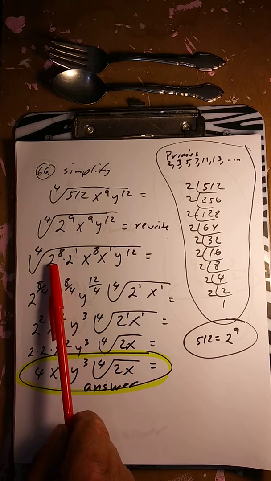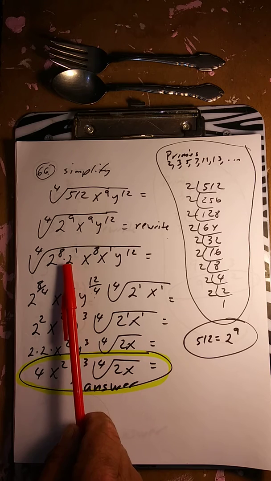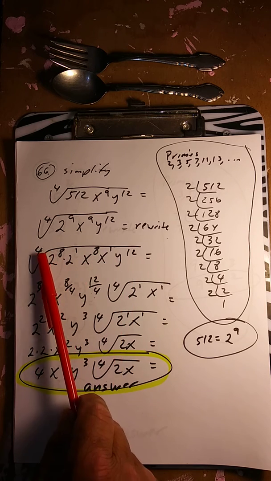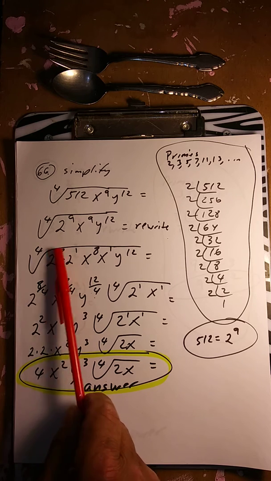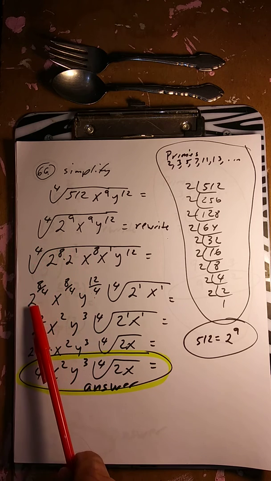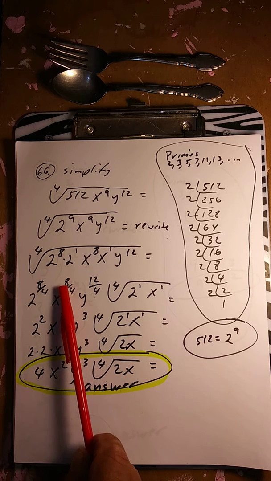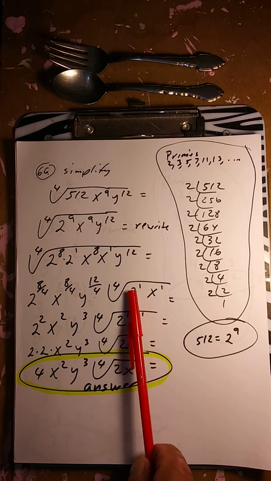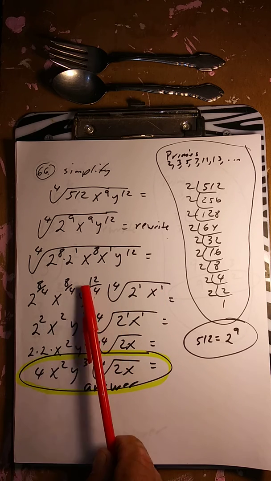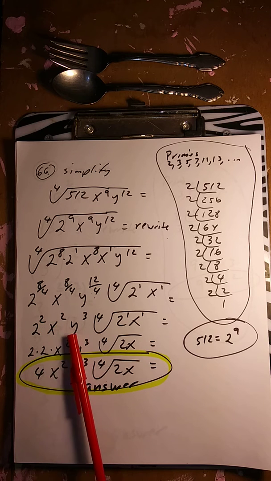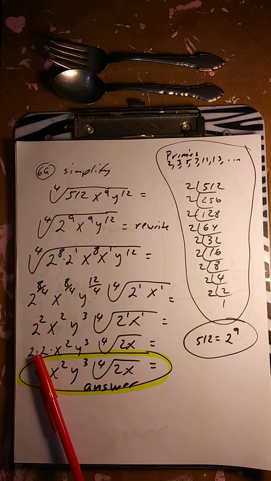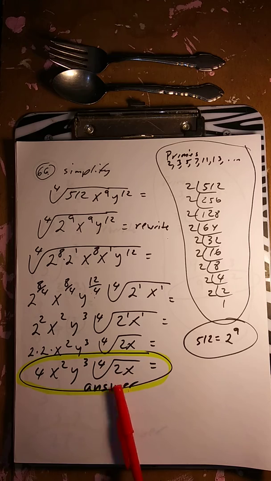So now rewrite it. 2 to the 9th is 2 to the 8th times 2 to the 1 power. x to the 9 is x to the 8 times x to the 1 power, and y to the 12 again, so that it can be divided by 4. 4 divides this, yes. So now we have outside: 2 to the 8 over 4, x to the 8 over 4, and y to the 12 over 4. What is left over is inside. Now divide these numbers. We have 2 to the 2nd power, x squared, y cubed. The 4th root of what's inside is just 2x. And 2 squared means 2 times 2, which is 4. So we have 4x squared y cubed, 4th root of 2x.